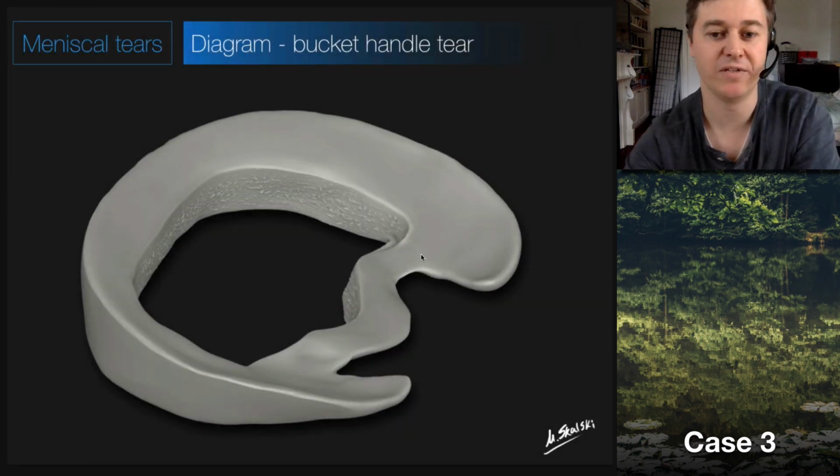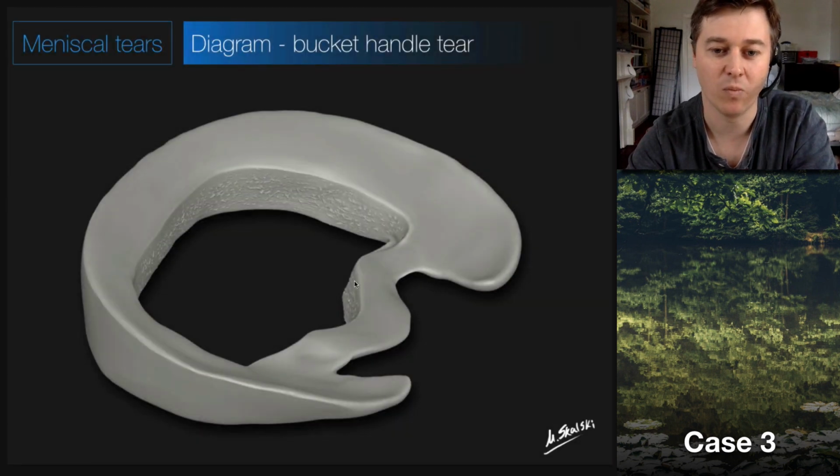There's a picture of a bucket handle tear of the meniscus, but our case would have just stripped around to the body and then it's disconnected, and then you've had this bit just flip right across the recess at the front there.